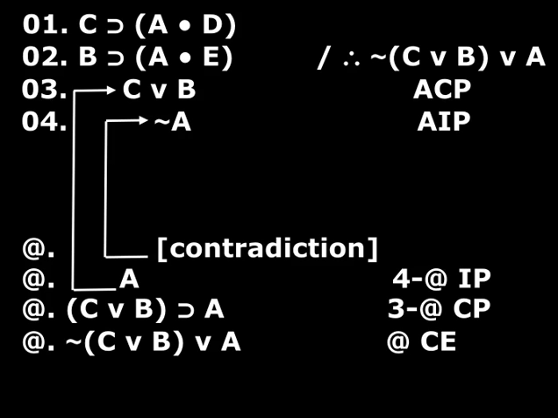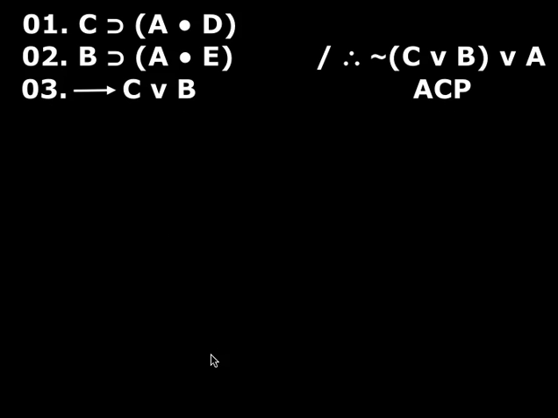Let's see it in real time. I know what I'm going to do. Conditional proof, indirect proof, contradiction, A, then conditional exchange to get that. So step one, now I'm going to go through. I know how I'm setting everything up. So there's my ACP. Here's my nested AIP. Now I'm going to try to derive a contradiction.